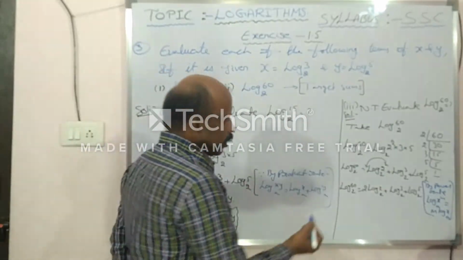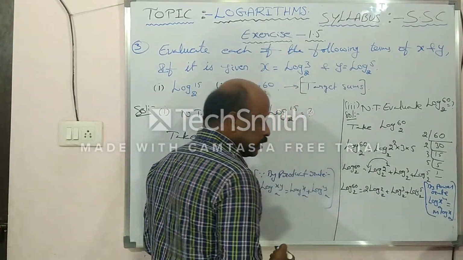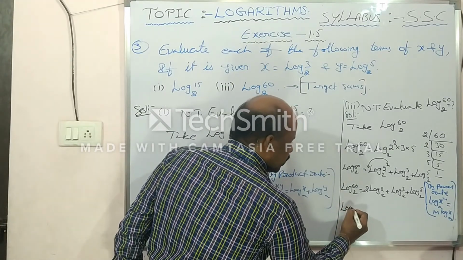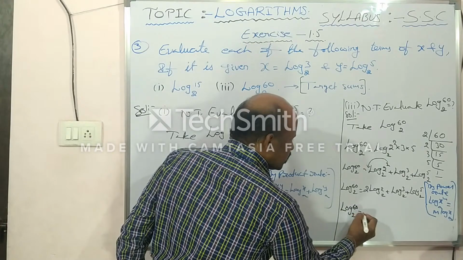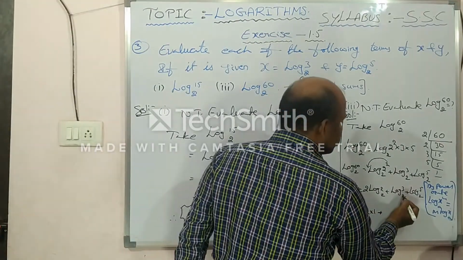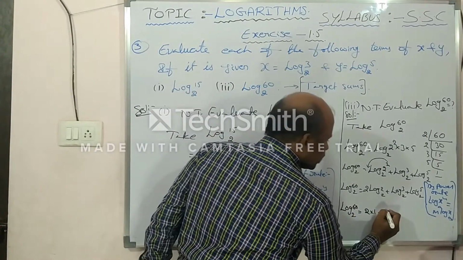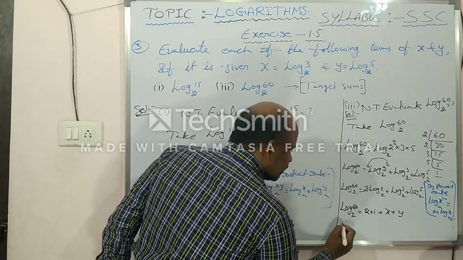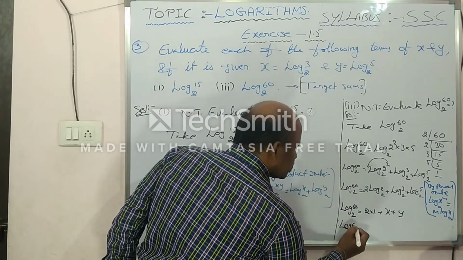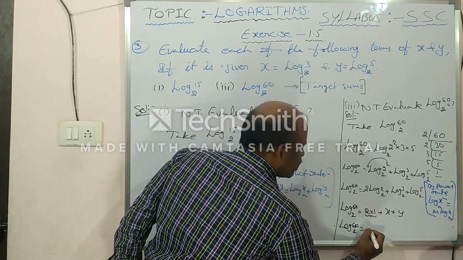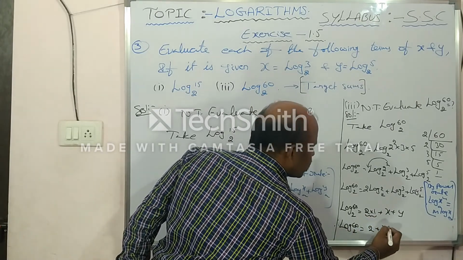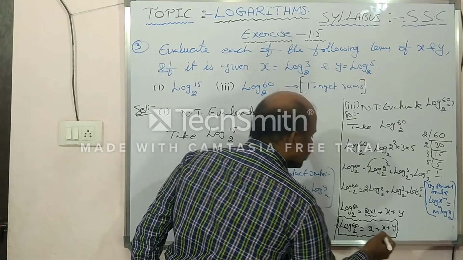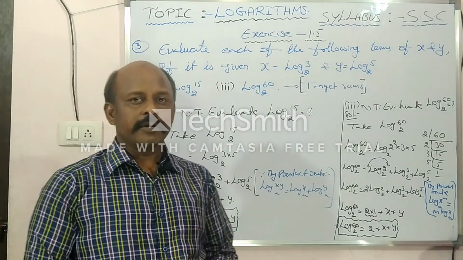Then already we know log 2 base 2 value is 1. I am going to write over here log 2 base 2 value 1, by using the formula log a base a, log x base x, like that. 2 into 1 plus log 3 base 2. Already we have log 3 base 2 value x plus log 5 base 2 value y. Therefore, log 60 base 2 is equal to 2 ones are 2, plus x plus y. Therefore, log 60 base 2 in terms of x and y. Okay. Thank you.